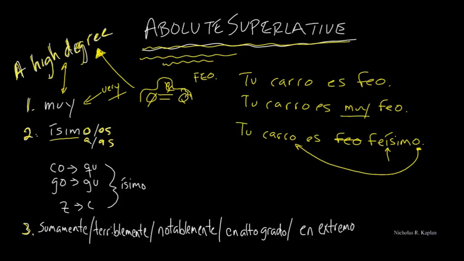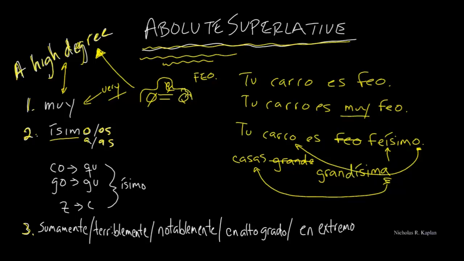Now just to clarify, let's say we were looking at your house, right? And we were using grande, but we wanted to say that it was huge. Well, we would change grande to grandísima. And again, it ends in that A because casa is feminine. Or let's say you had houses, your houses are grandísimas. And so that ísimo is a way to, again, put something up in high degree.